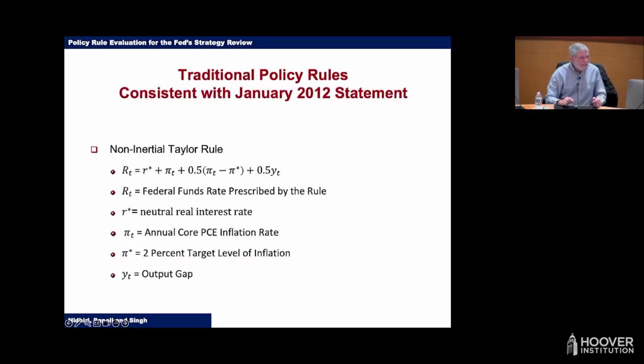Send for question. So, traditional policy rules. Okay, you all know what a non-inertial Taylor rule is. R is the nominal federal funds rate. Lowercase r star is the neutral real interest rate. Inflation, pi star, is always going to be 2, and y is the output gap, right? So that's a traditional Taylor rule.